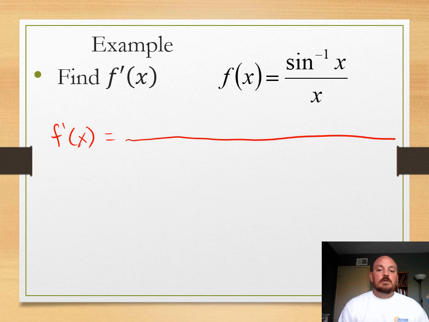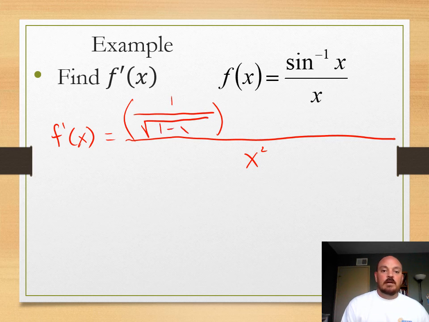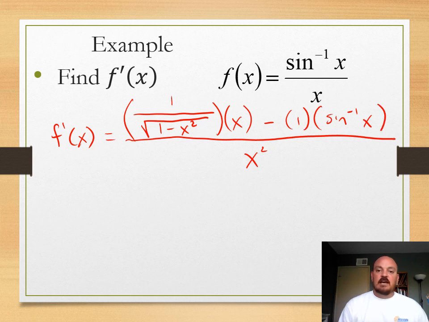So for quotient rule, what you do is you square the bottom, that would be x squared, and then you have the derivative of the top, inverse sine of x. Now that's one of them that I just gave you. That's 1 over the square root of 1 minus x squared. And then times the bottom, which is x, minus the derivative of the bottom is just 1. Derivative of x is 1, times the top, which is inverse sine of x.